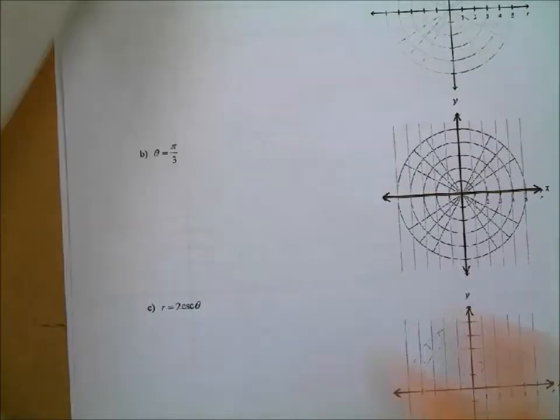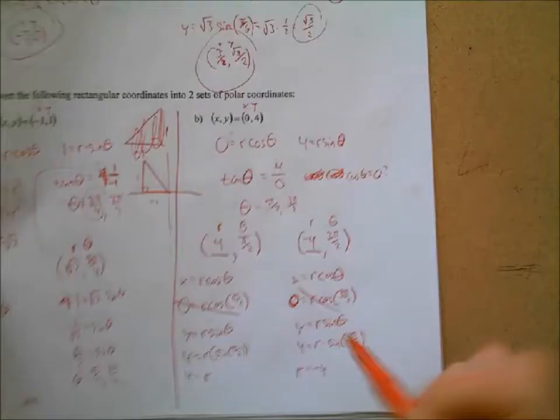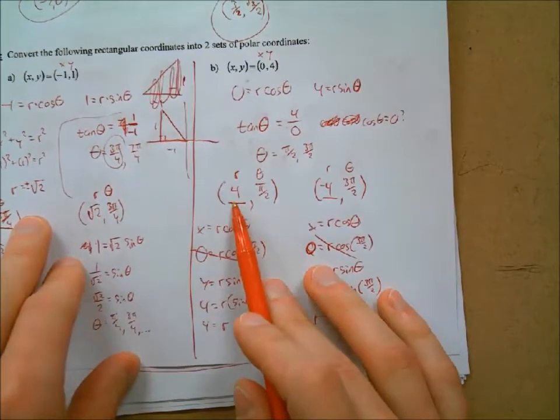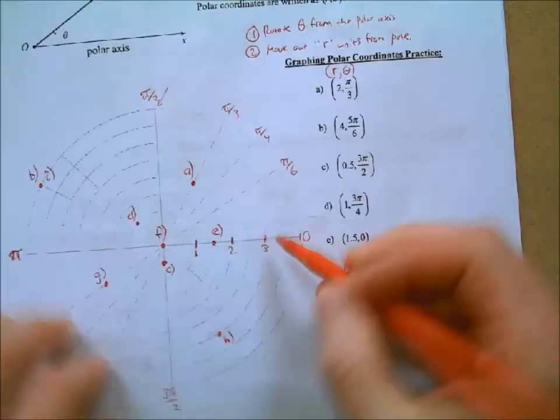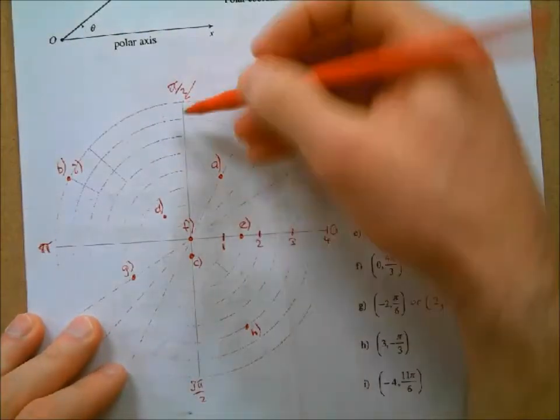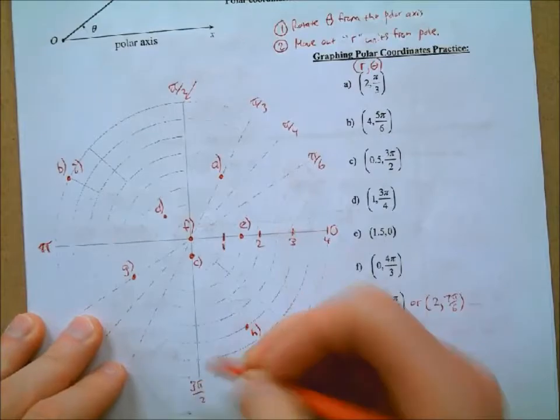But going back to this, if you said negative 4 pi over 2, you see what the problem's going to be here? We're going to open up pi over 2, but we're going to go negative 4, so it's going to go in this direction down to here. So that's why it's important to make sure you match the right sign with the right angle.